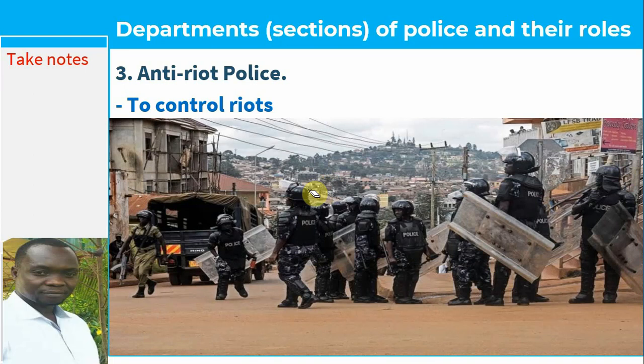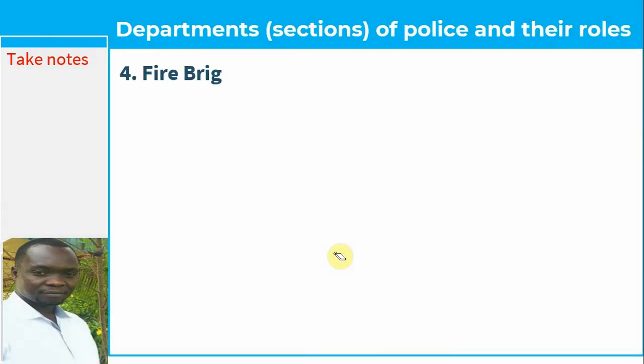So in that case, the police department of anti-riot comes in with their tools. They have got many tools, as you can see in the picture. They have a shield, they have got a bulletproof vest, and then they have got a very strong helmet, and then we have got those wonderful boots that they are putting on. Those are the tools that they use to control riots so that they can restore peace in an area. Okay, so let's look at the next department.